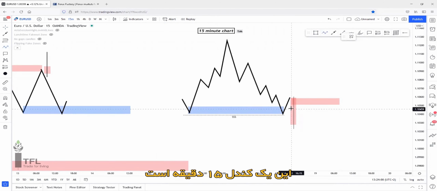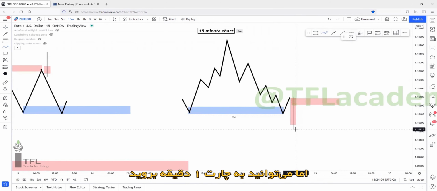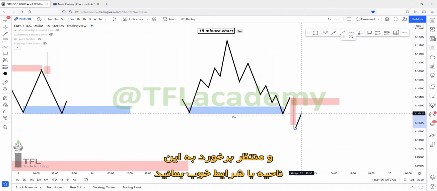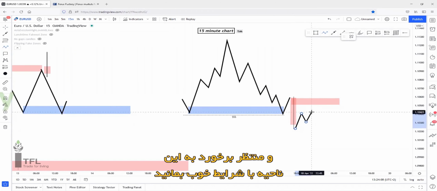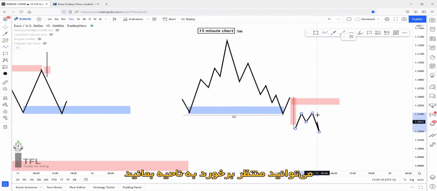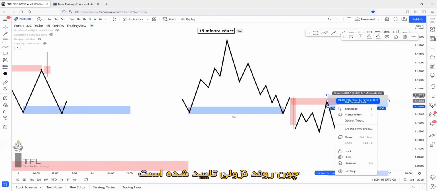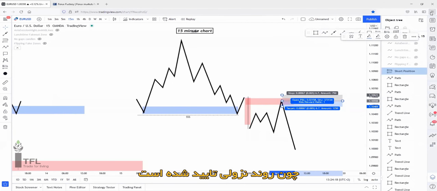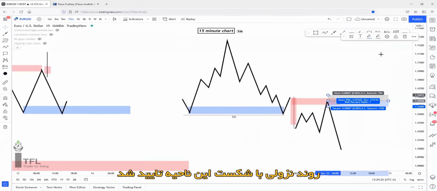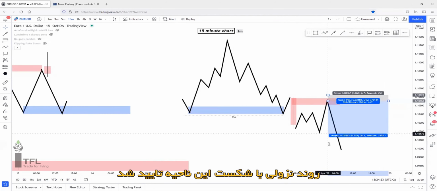This is a 15-minute candle, right? Right here, this is a 15-minute candle. But you can switch to the 1-minute chart, and you can simply wait for a tap of this zone with, for example, good liquidity criteria. And you can simply wait for a tap of this zone, and you'll be able to continue the short movements to the downside because the shorts have been confirmed by the break of this zone.